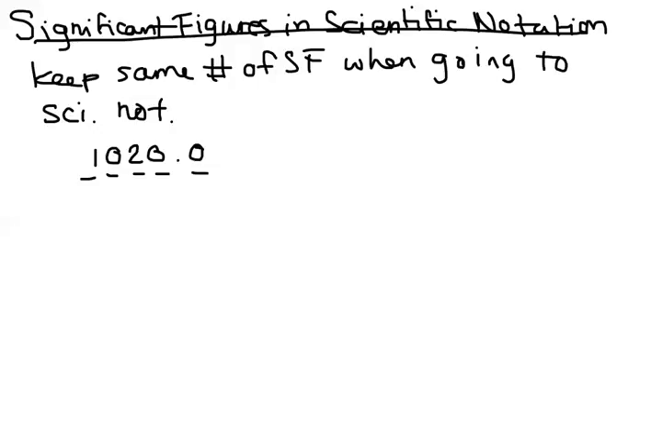Okay, so I'm going to write 1.0200 because that's all of my significant figures times 10 to the what? 3. So we count over 1, 2, 3. It's a big number. It's larger than 10, which means it's going to be a positive exponent. 1.0200 times 10 to the 3.